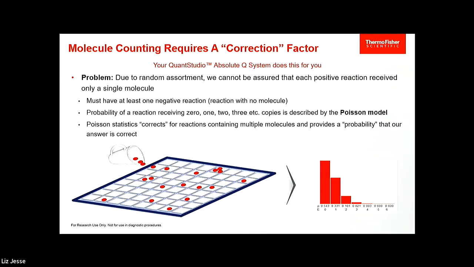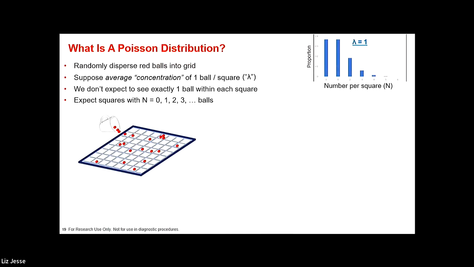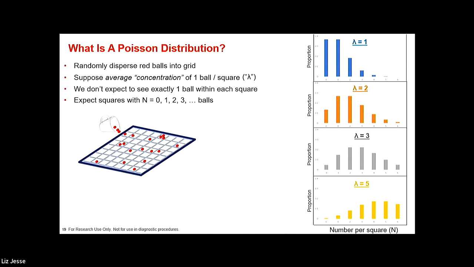So in some of the wells, we're going to see one molecule per target, but occasionally you might get a 2, and occasionally you might see a 3. Poisson distribution statistics operate under that principle, and they've done the calculation if you have one ball per one square of grid. The same thing applies if you have 2 balls or 3 balls or 5 balls. Where does that distribution fall?